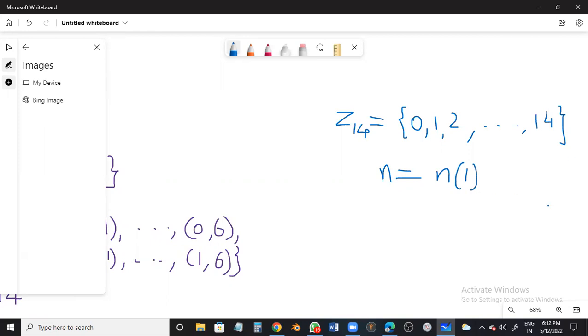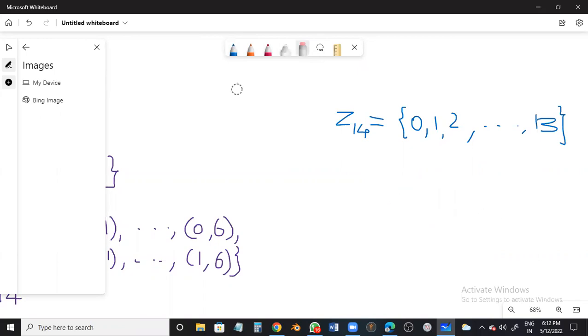One mistake I have done while writing the set. While writing Z14, I have done a mistake. What is it? It should be up to 13. Z14 means it ends with 13. Okay. And if at all I write 14 times 1, it means it is 0. Did you get me? Yes, 0 I can write as 14 times 1. So this way I can write my numbers.